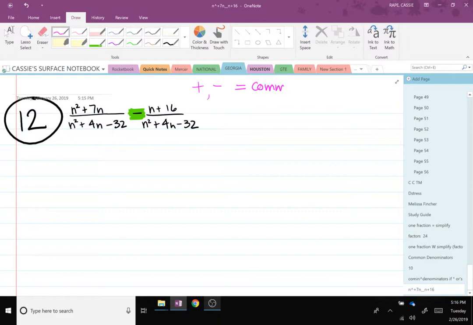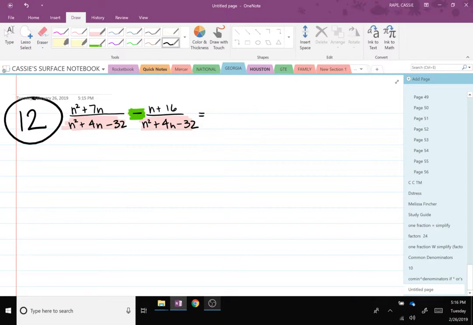Subtraction and addition always means common denominators. Okay? This is not true of multiplication or division. But if you do not have common denominators, you cannot add or subtract rational expressions. So, the cool thing about that is, take a look at these denominators. N squared plus 4n minus 32. Ugh. And then look, n squared plus 4n minus 32.